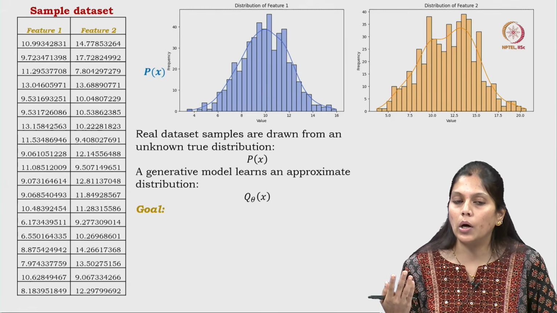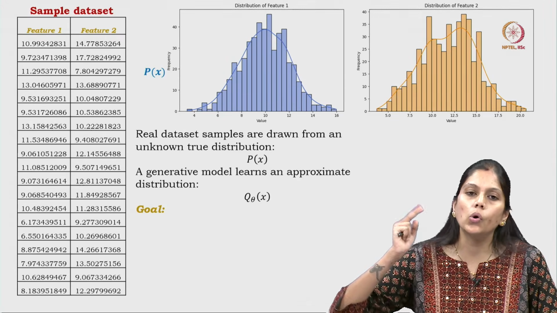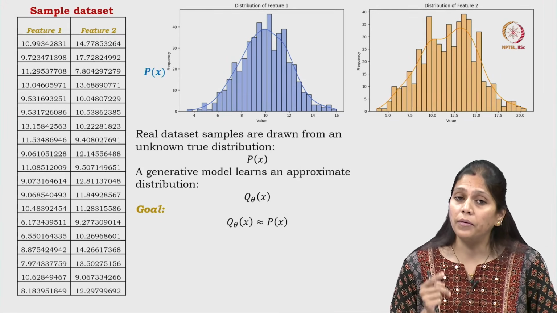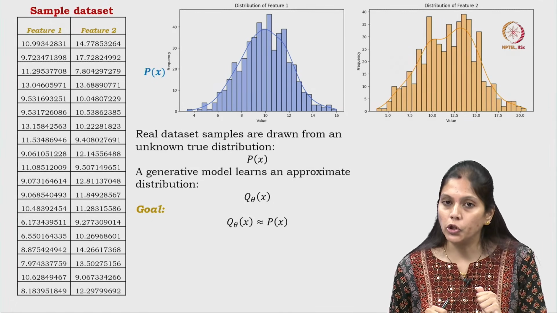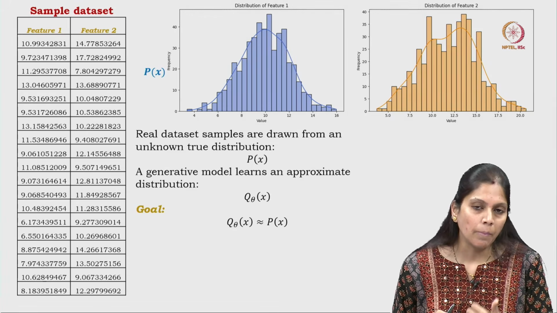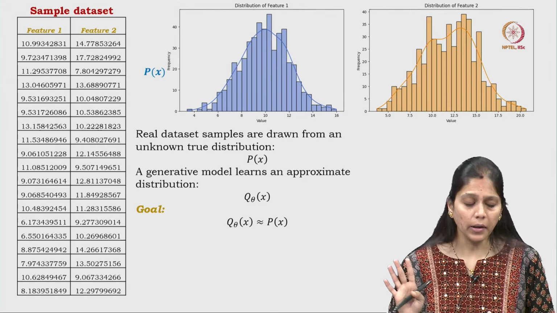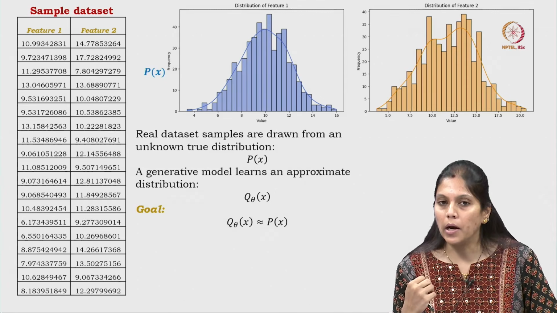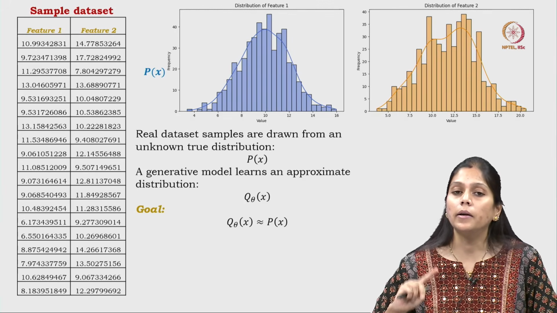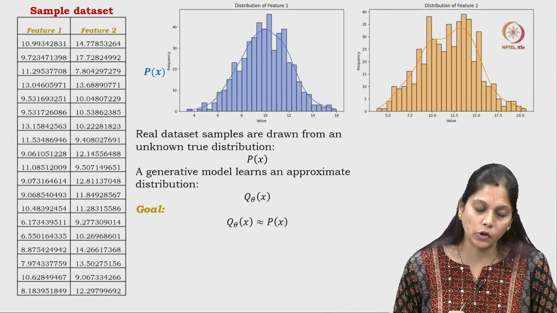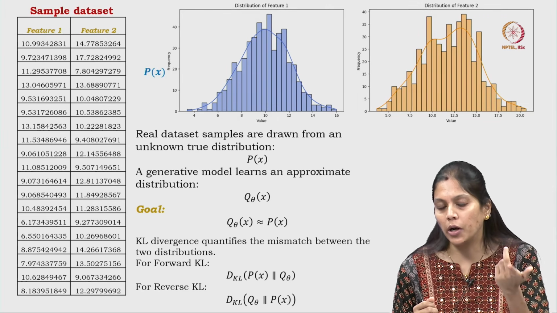Now, what is the whole goal here? The goal here is that q of x should be as close as possible to p of x. If the model is able to achieve this, then from this learned distribution, the data that is generated will be closer to the original or true data. Agree? Yeah, so this is the goal. Whatever appropriate distribution the model is learning should be closer to the original distribution. Now, you have to quantify any mismatch between the learned distribution and the original distribution.